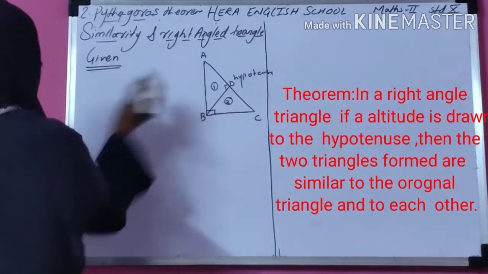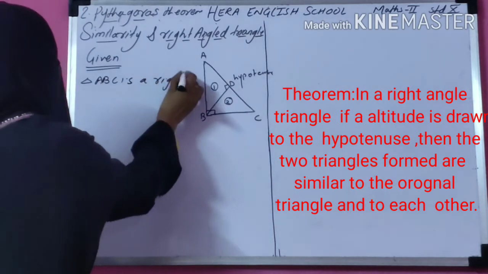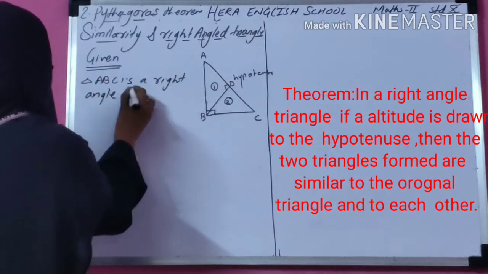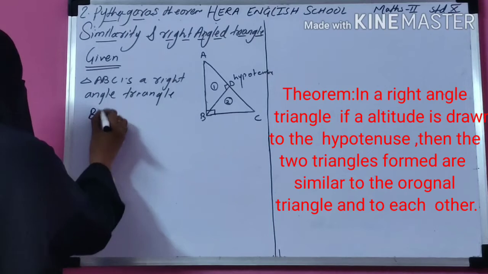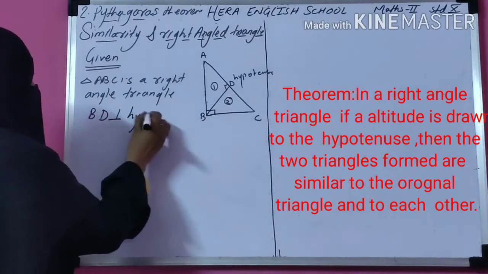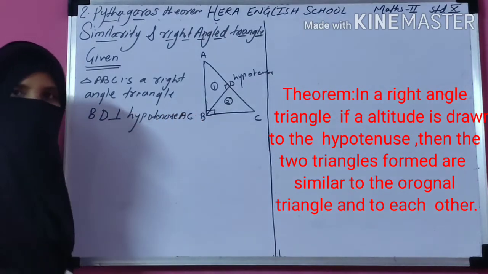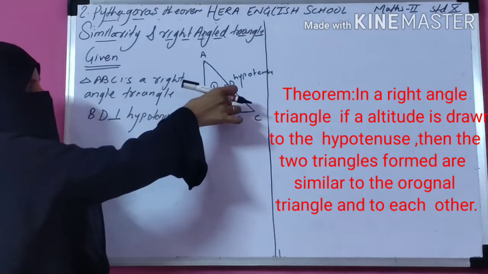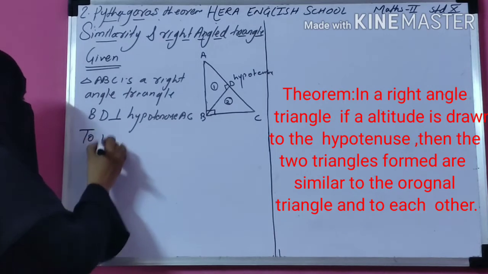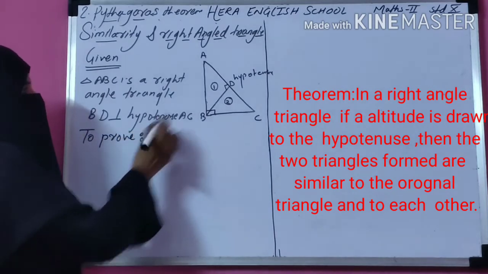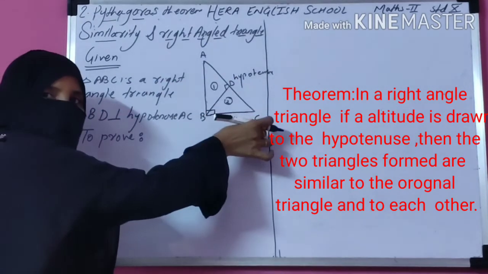Given: triangle ABC is a right angle triangle, and BD is perpendicular to the hypotenuse AC. This much is given. To prove: due to this altitude the two triangles are formed, and these two triangles are similar to the original triangle.